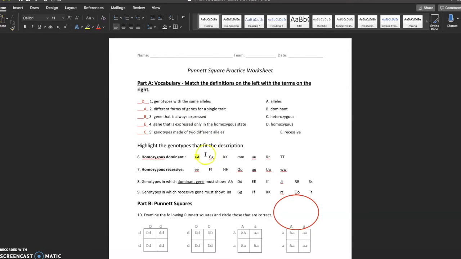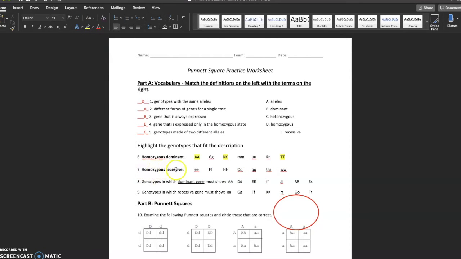The second one is actually a hybrid because it's one of each, a dominant and a recessive. This one definitely is homozygous dominant. This one is homozygous because they're both matching, but they're both recessive, so that one doesn't match. This is also homozygous recessive, so that one's out. This one is hybrid. We have 1 of each, so that's out. But this last one is matching and both dominant, so that one's going to fit that description.